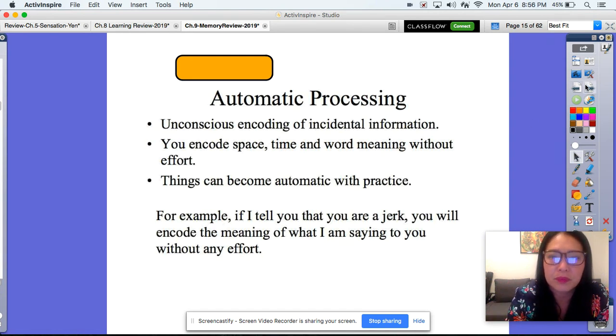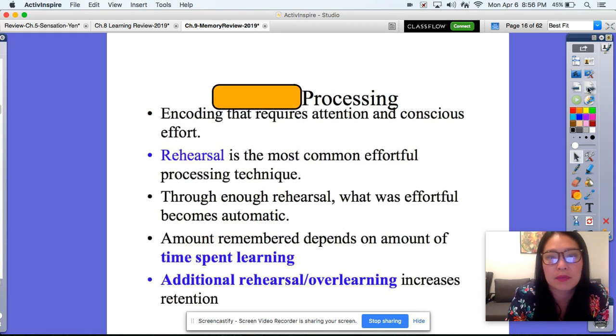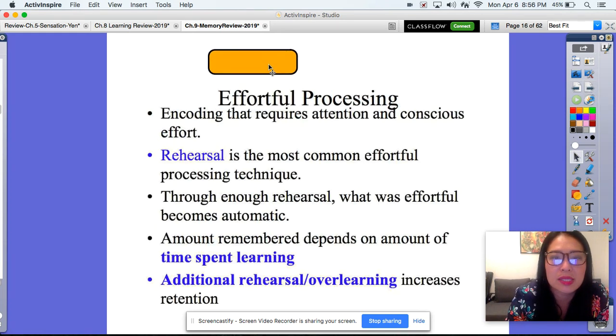But a lot of times what used to be effortful can then become automatic. Effortful processing takes, essentially, effort. Rehearsal is the most common effortful processing technique. Let's say it's a vocab word that you didn't initially know, but then you started to rehearse it. You used it in your everyday language. You wrote it in your essays. Eventually, the more time you spend on it, the more likely it is to become automatic.